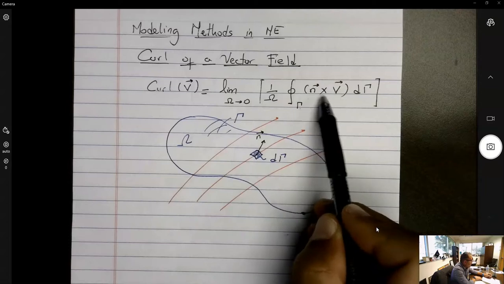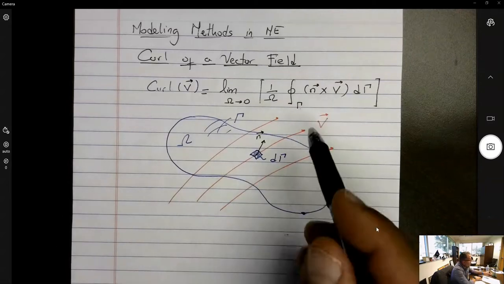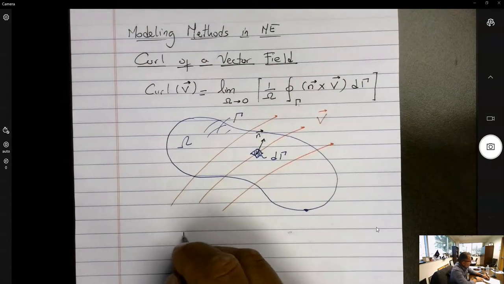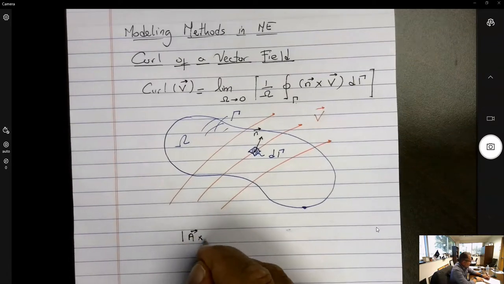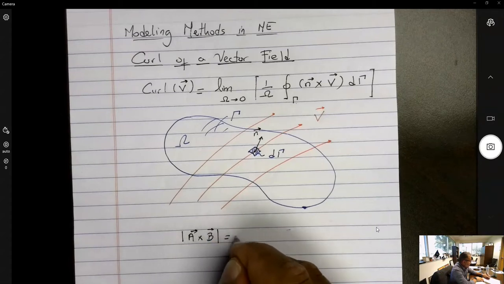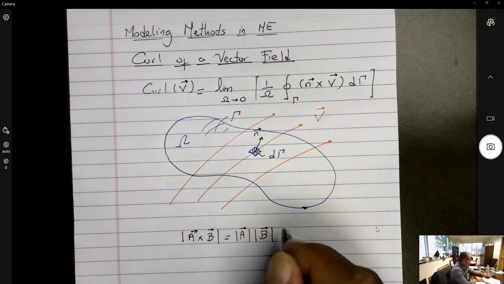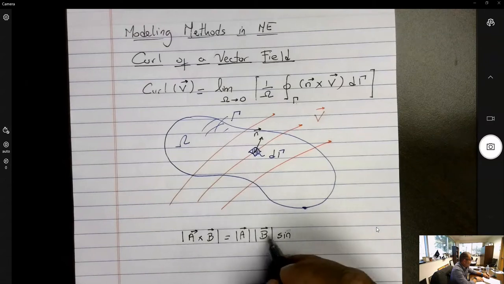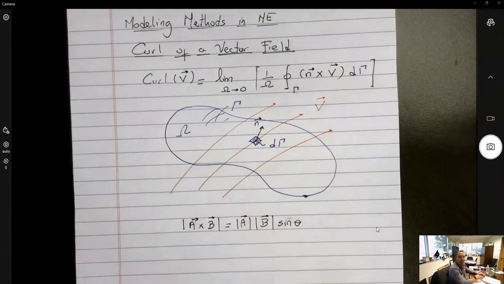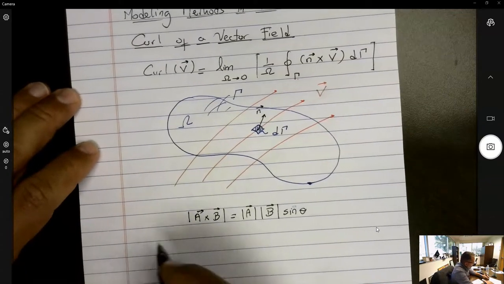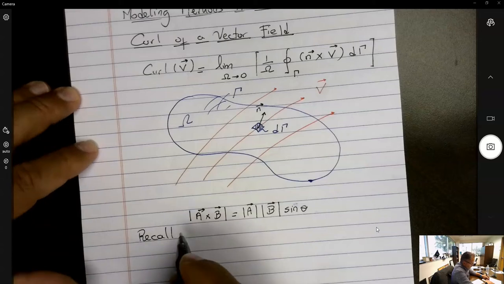In essence, the magnitude of the product of vector A cross a vector B is equal to the magnitude of A times the magnitude of B times the sine, in this case, because it's maximum at 90 degrees when the two are perpendicular to each other, the sine of the angle that separates the two. All right, so let's recall a couple of other vector identities.